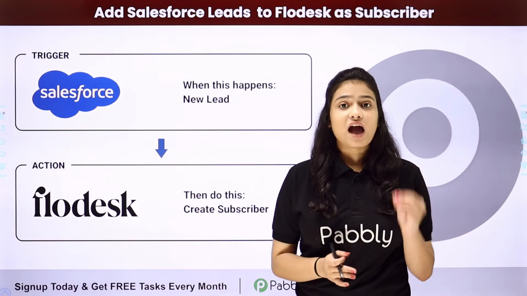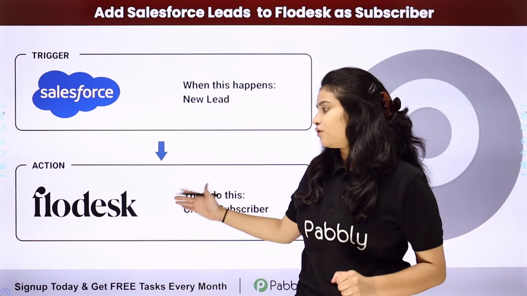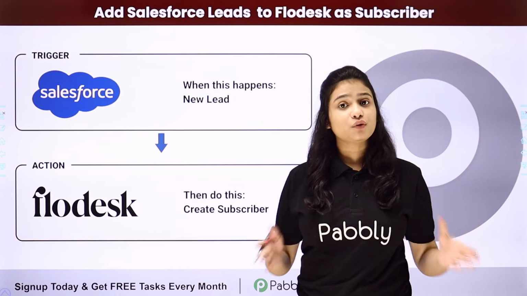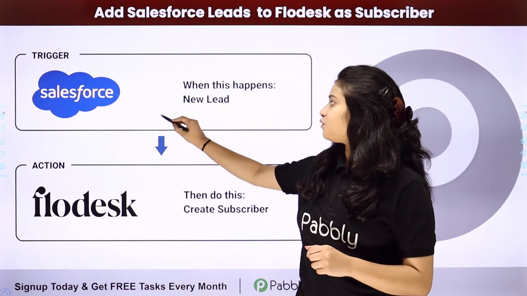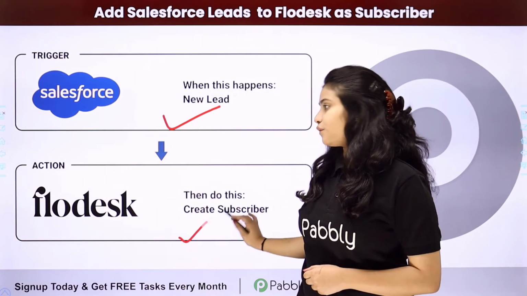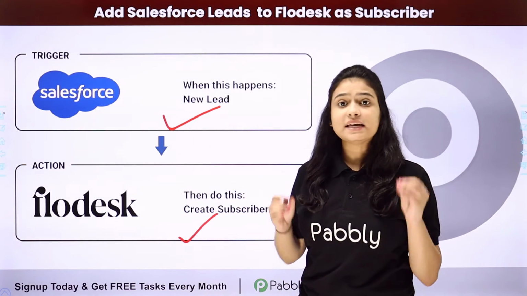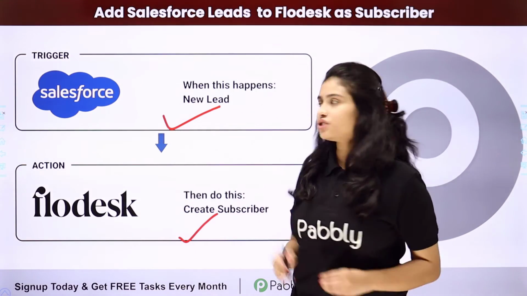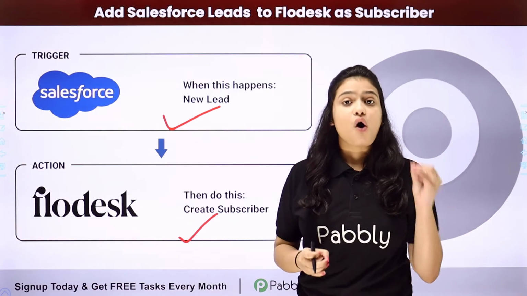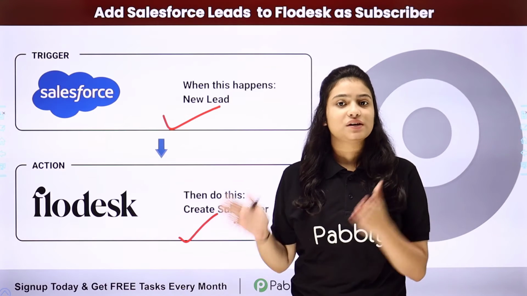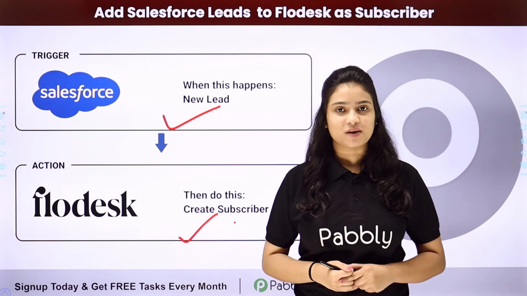How? For this, we have to integrate Salesforce with Flodesk. And for that, we are going to use an automation software, Pabbly Connect. Now, what we are going to do, we have Salesforce in our trigger and we have Flodesk in our action. So, we are going to build an integration between both of them in such a way that whenever a new lead is generated in our Salesforce, automatically that lead will be converted as a subscriber in our Flodesk. And to learn this full automation, let me take you all to my screen.